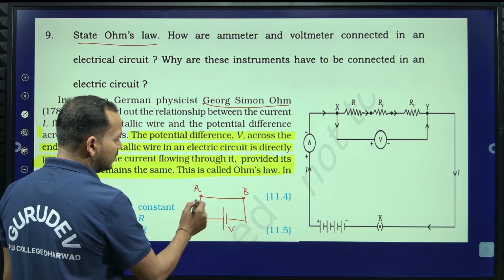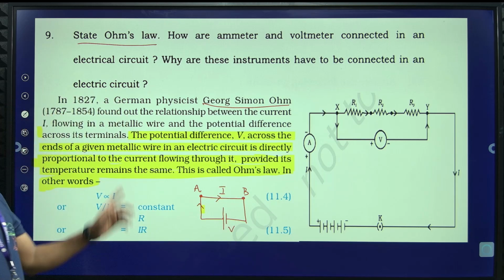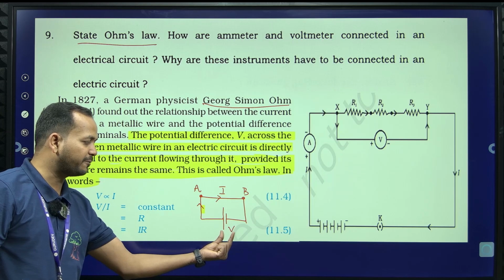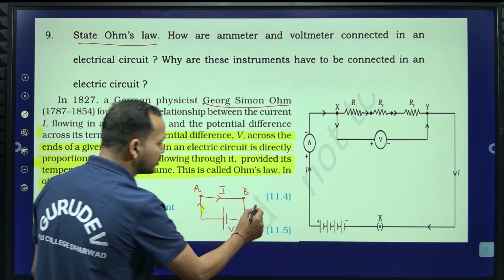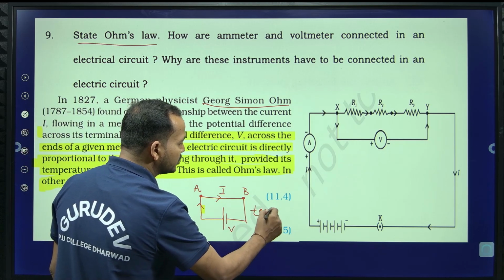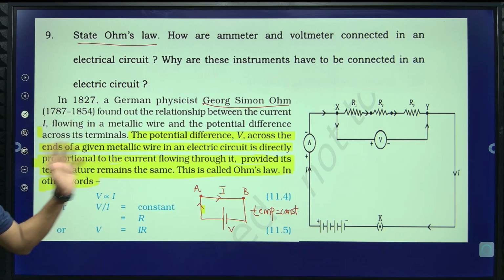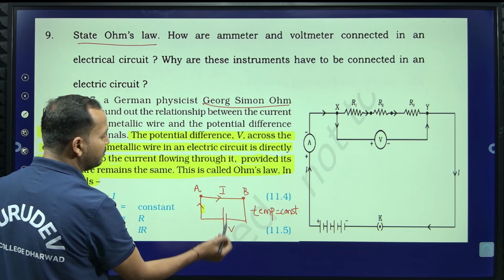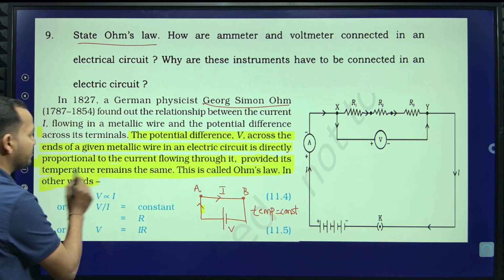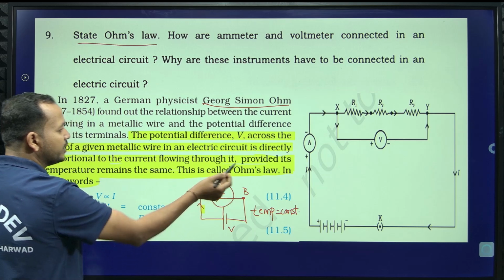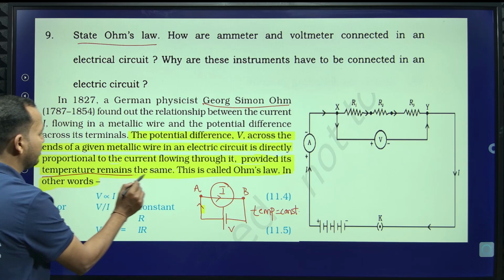Whenever current I flows through this wire, that current is directly proportional to the potential difference applied across the ends of the wire, provided the temperature must be constant. Temperature must be constant. This is very important. See, that is the statement they have given here. The potential difference V across the ends of a given metallic wire in an electric circuit is directly proportional to the current flowing through that wire, provided its temperature remains the same.